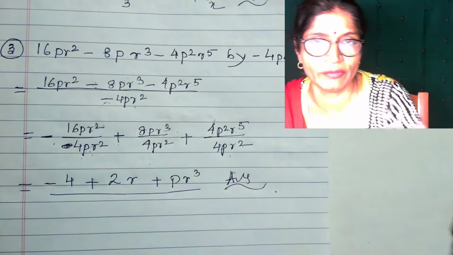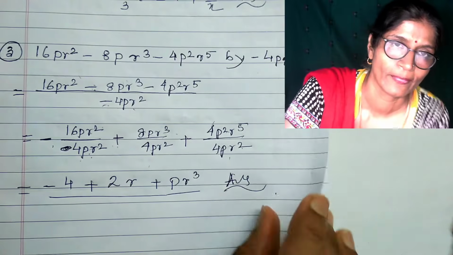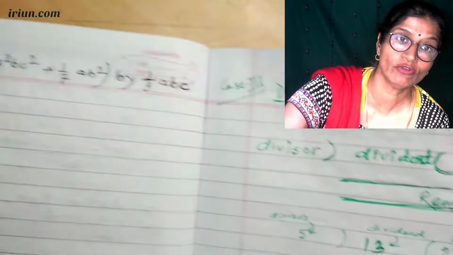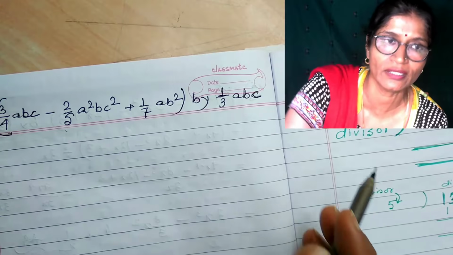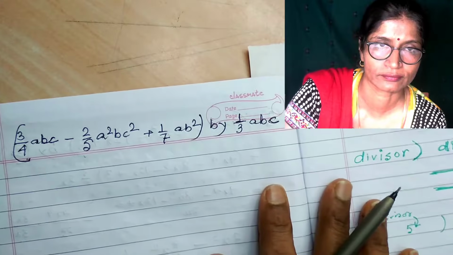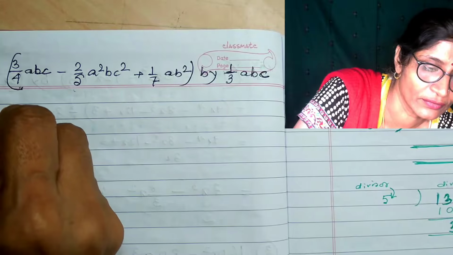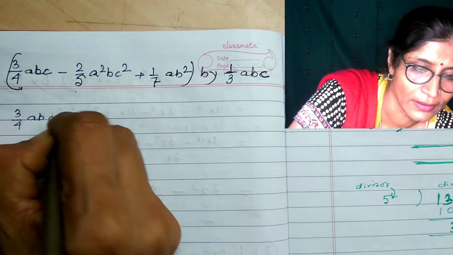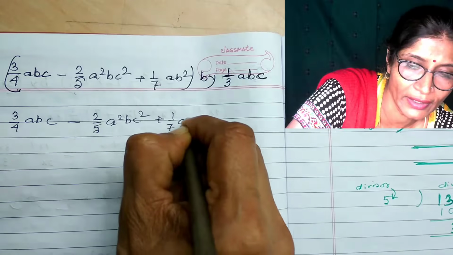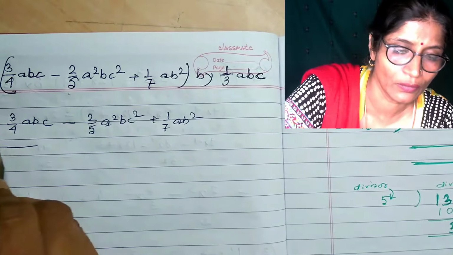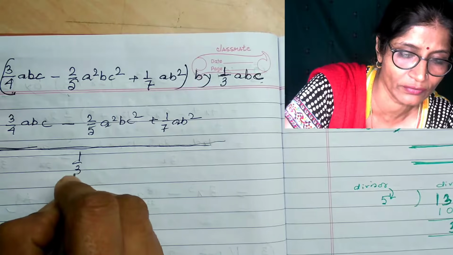So in this way, if a polynomial is divided by a monomial, then each term will be divided by the monomial. Okay. Next we will do the fraction one. A polynomial divided by a monomial, but here the numerical coefficients are in fraction. So I will write here 3 divided by 4 ABC minus 2 divided by 5 A square BC square plus 1 by 7 AB square, and this whole thing is divided by 1/3 ABC.